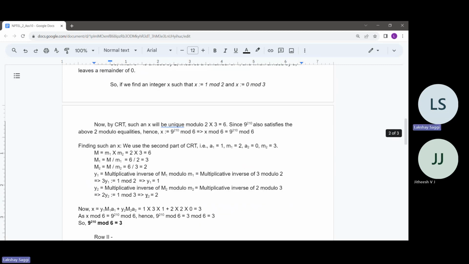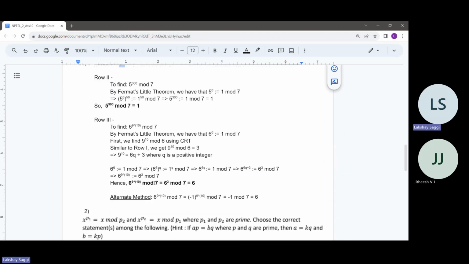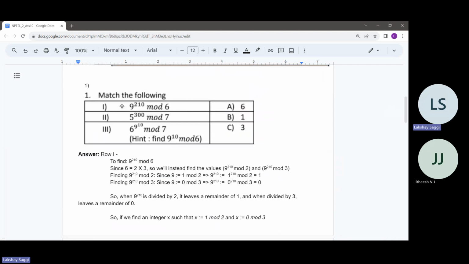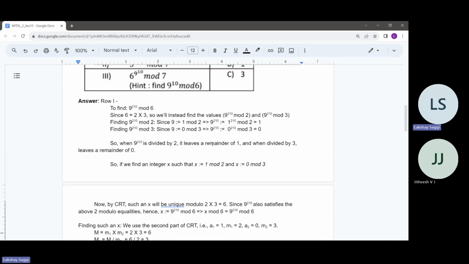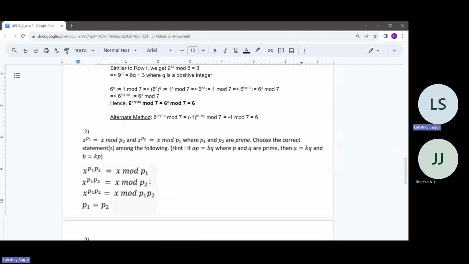So row 1 had an answer of 3, row 2 had an answer of 1, and row 3 had an answer of 6. And we need to find out matching only, since it's a matching question. Row 1 had an answer 3, so 1 will be matched to C. Row 2 had an answer of 1, so second will be matched to B. And this 3 will be matched to A. So 1C, 2B, 3A. Maybe I'll just write down.